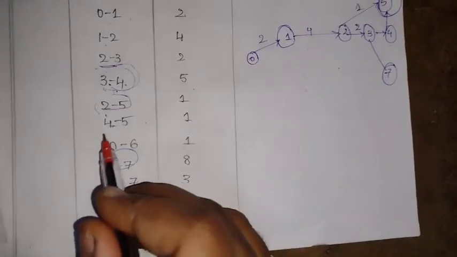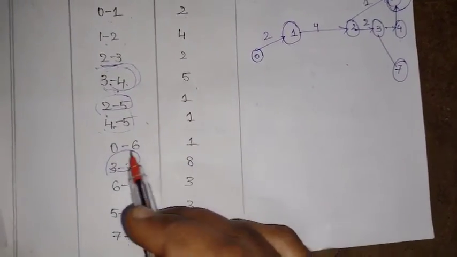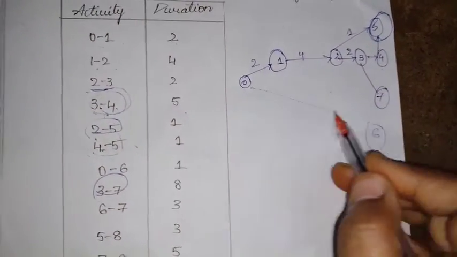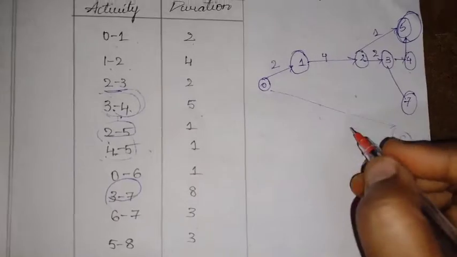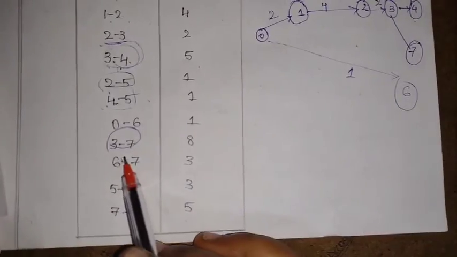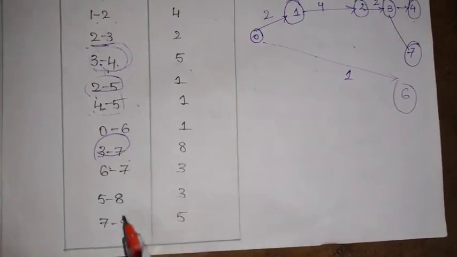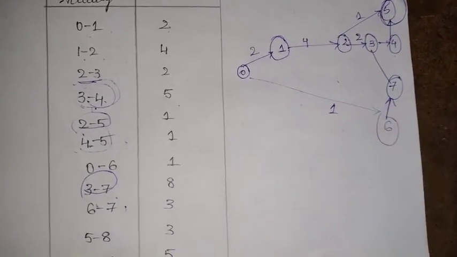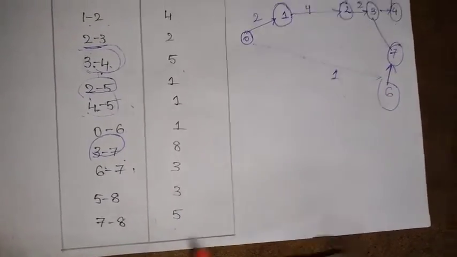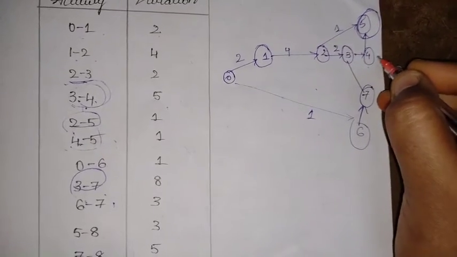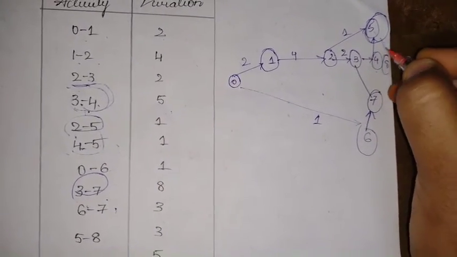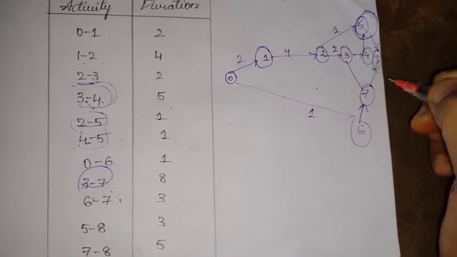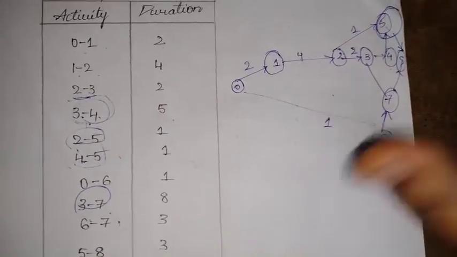Next we have 0 to 6, that is something over here. I'm writing it down, and the duration is 1. Next, 3 to 7, we already completed that, right? 6 to 7, again there is a connection. 5 to 8 and 7 to 8. So I'm writing some 8 number over here, such that it is very easy for us to draw an arrow from 7 and 5. So this is how generally we have this diagram.